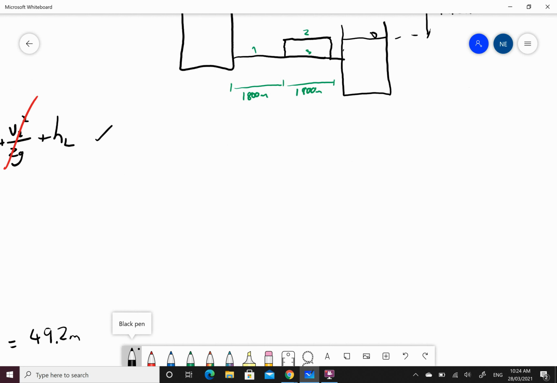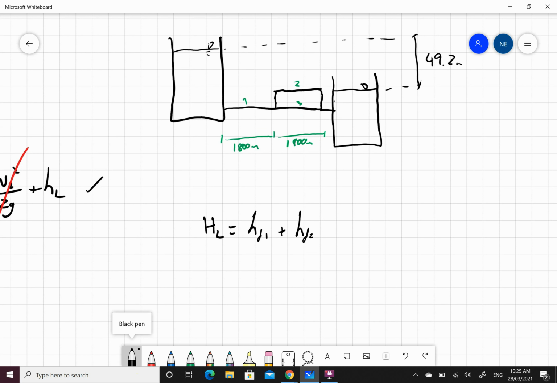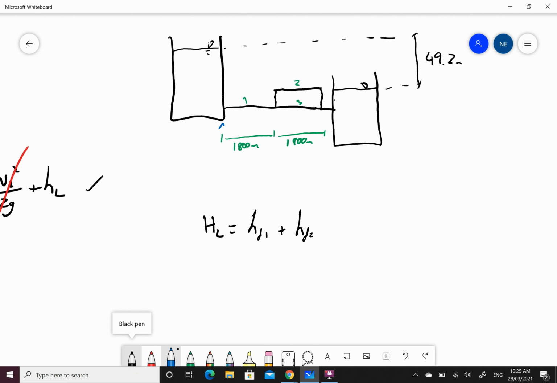So, how do we do this? Just like before, what we end up with is pipes in series and pipes in parallel. So my head loss due to friction, it's not HC, it's HL, it's equal to my head loss due to friction in pipe 1 plus my head loss due to friction in pipe 2 or pipe 3. It's pretty easy to do this, A, B, C.